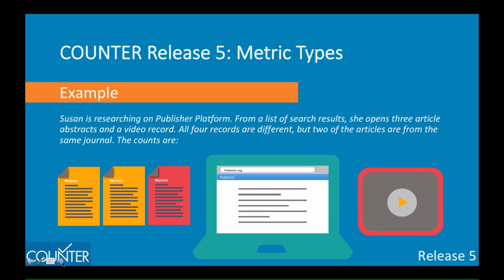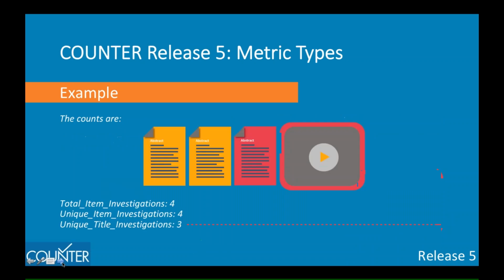If we look at the counts here, total item investigations will be 4. You'll see the 3 abstracts and the video content. This is total item investigations. Unique item investigations will be 4 as well, because each of the content items here is unique. And unique title investigations will be 3, because 2 of the abstracts, which you'll see in yellow, come from the same title.